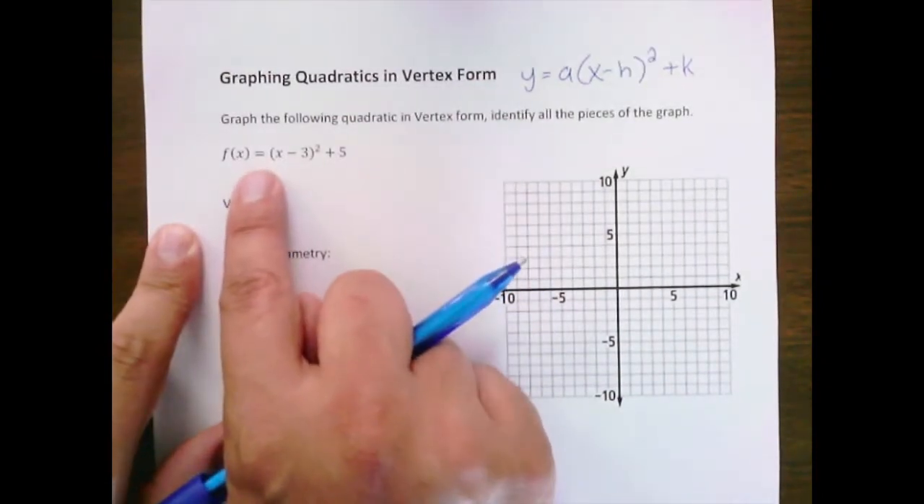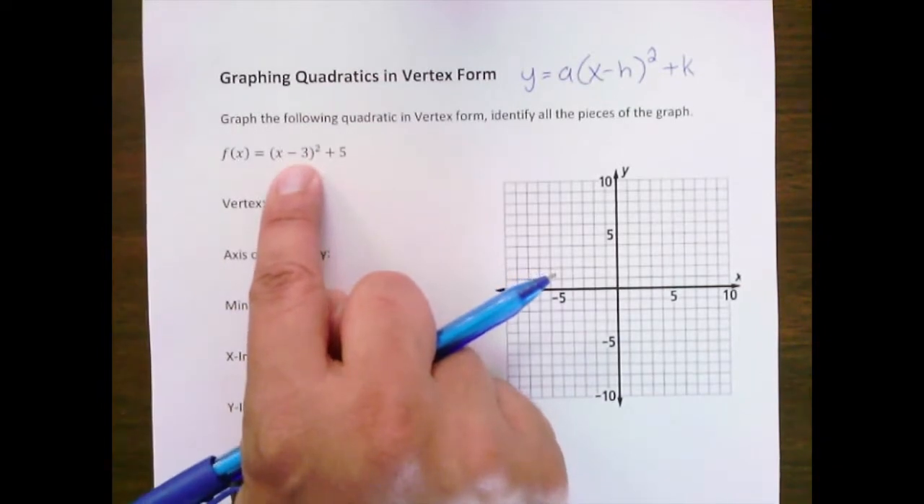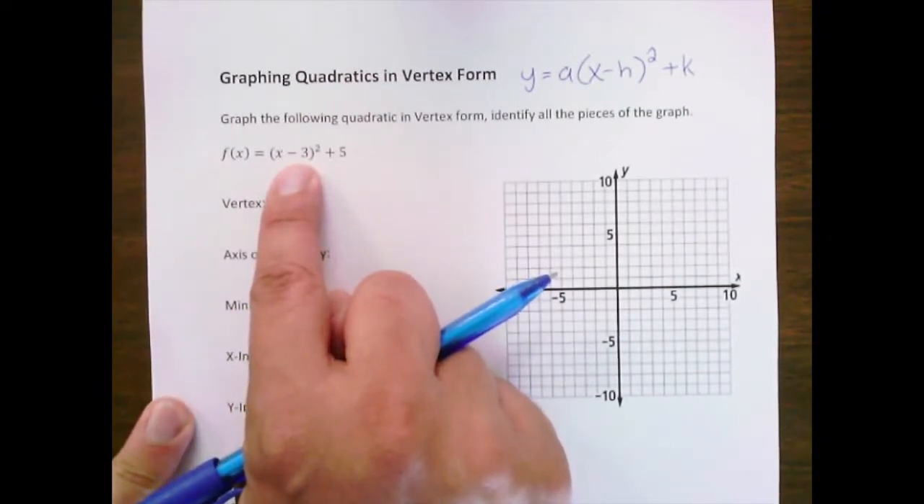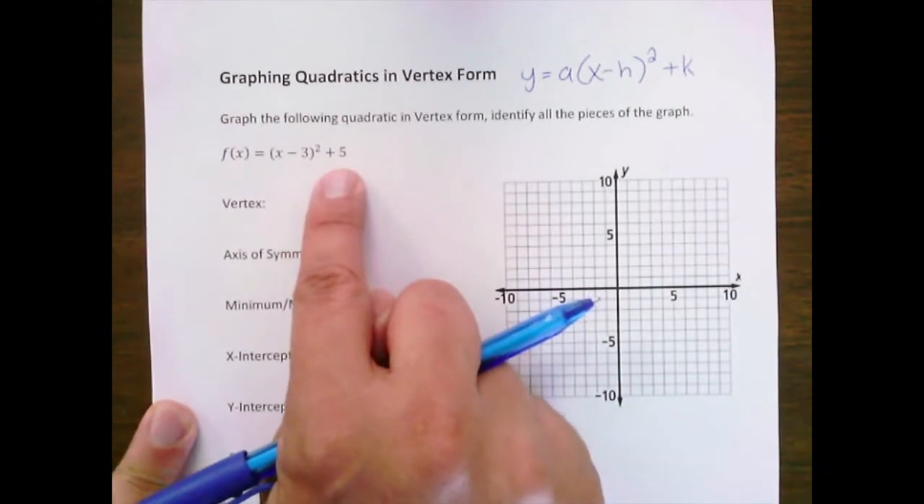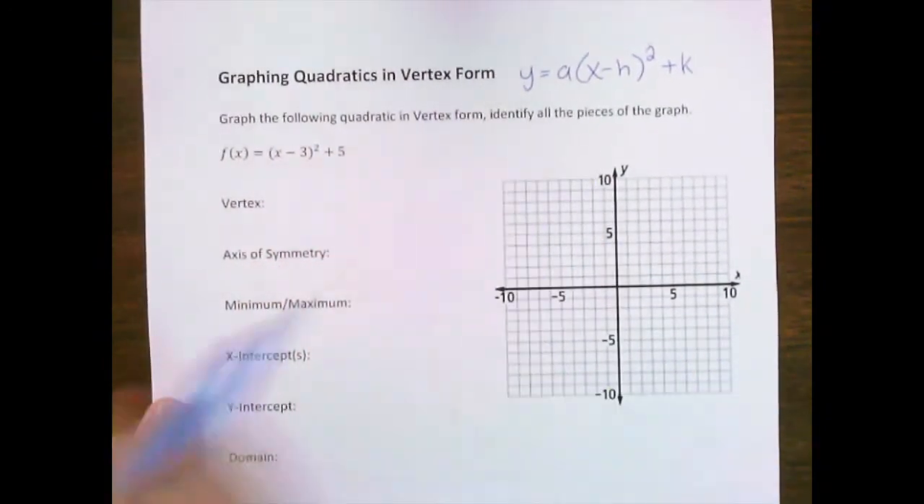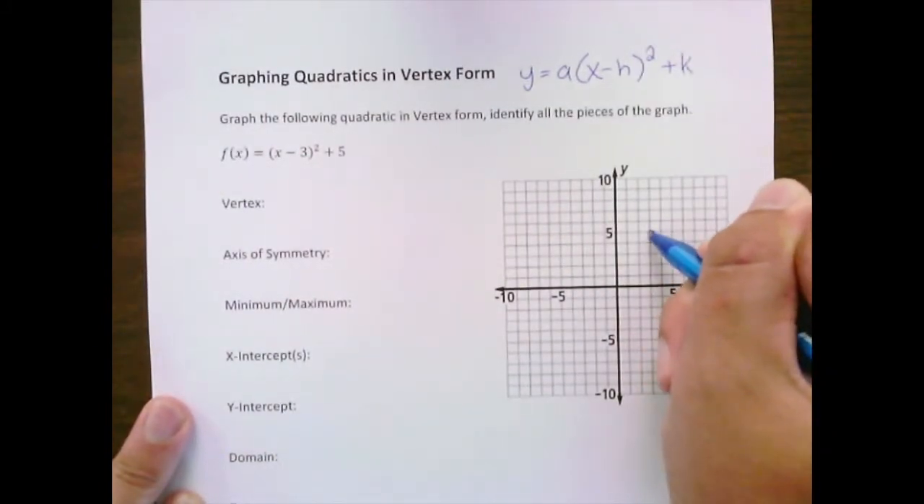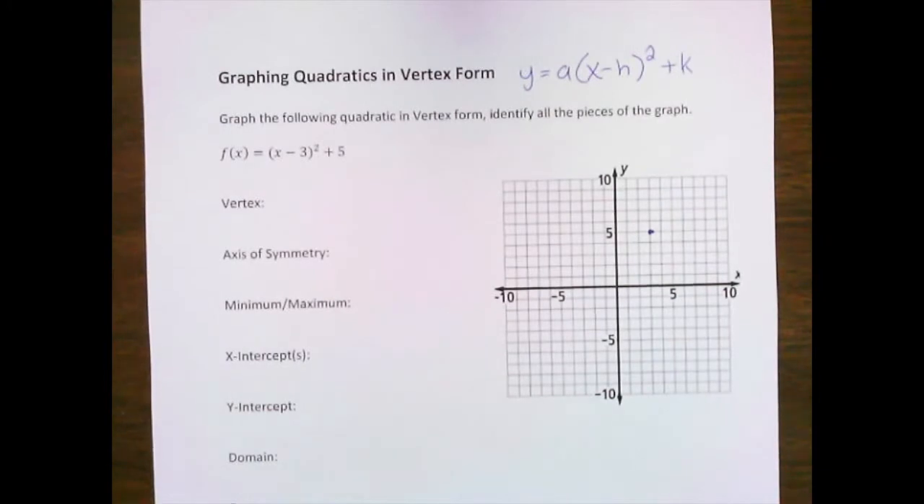So when I look at my equation, f of x equals (x minus 3) squared plus 5, the minus 3 on the inside is going to shift everything to the right 3, and the plus 5 is going to shift everything up. So we're going to shift right 3 and up 5. So if we go right 3, up 5, this is going to be our vertex.